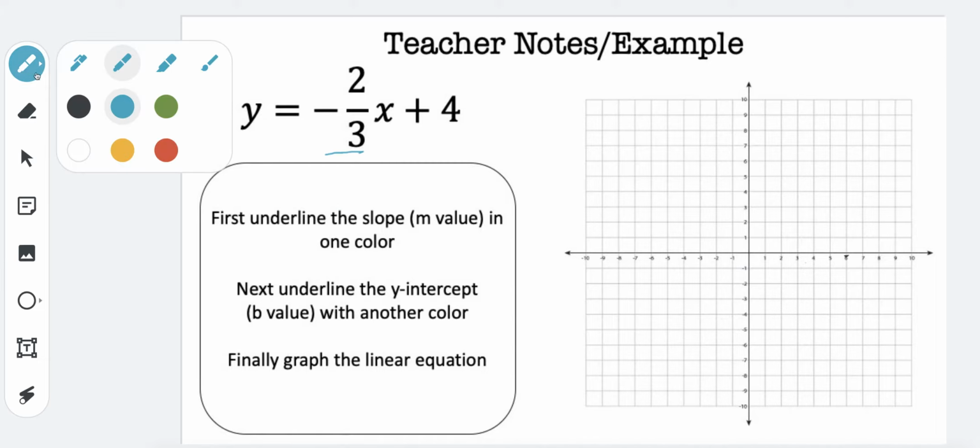Then come back over here and grab another color. And we have to underline the y-intercept in a different color. So we're going to have positive 4. That's the y-intercept, in green.